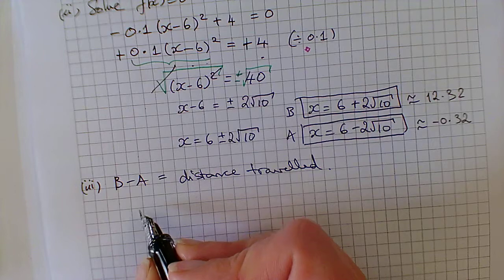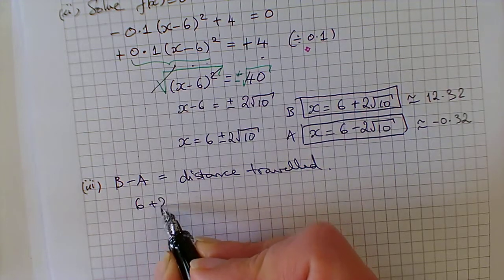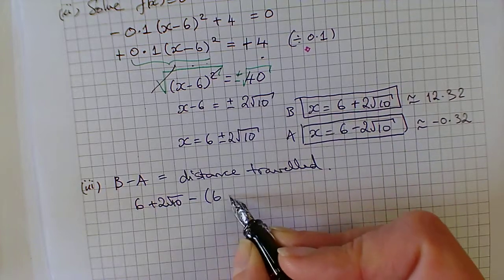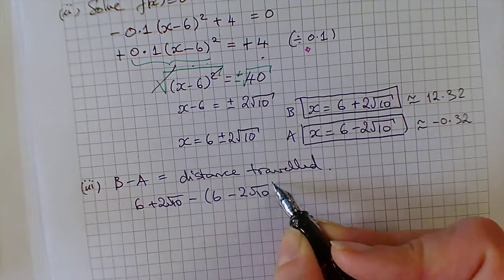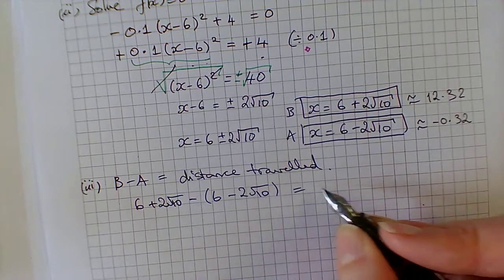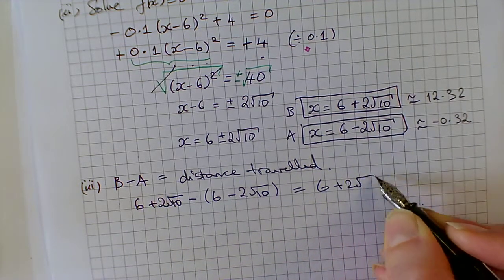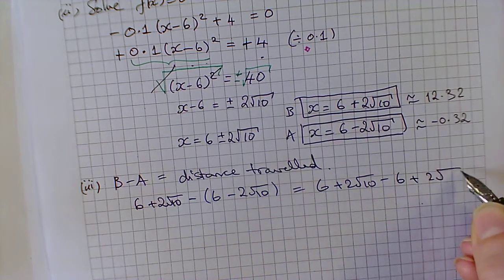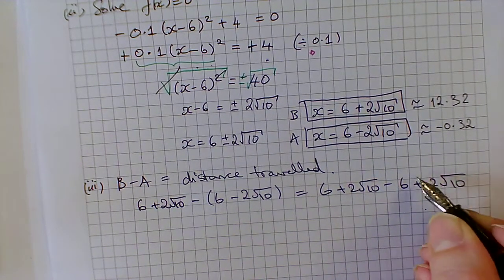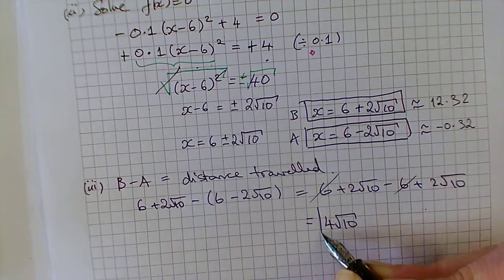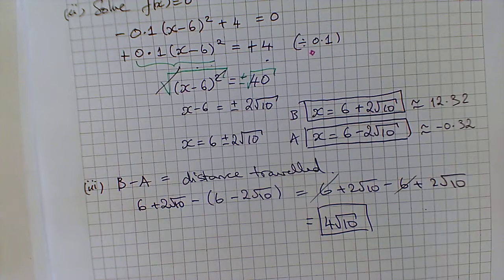So I have 6 plus 2 root 10 minus, now remember I have to minus both parts of that, 2 root 10. You can use your calculator from here, or 6 plus 2 root 10 minus 6 minus minus gives me plus 2 root 10, and the 6's cancel, giving me 4 root 10, which is the format that I was asked for.